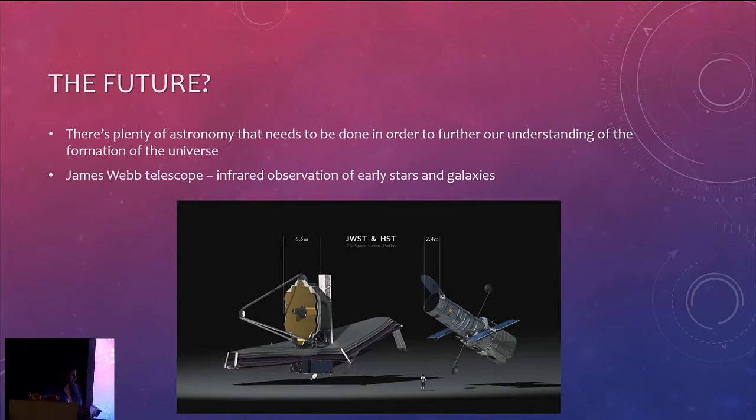And so that's why we're sending up this telescope on the left, on your left, my right, called the James Webb Telescope, and that one's specialized for infrared observation. So that means this telescope will help us look even farther back into the history of the universe and see all kinds of cool new stuff. Hopefully it will allow us to shed some light on the formation of early stars and galaxies.